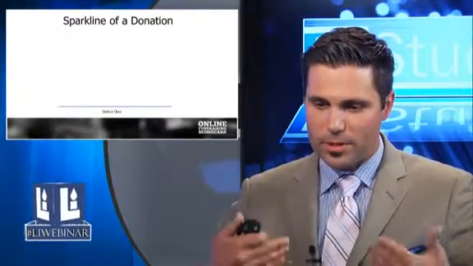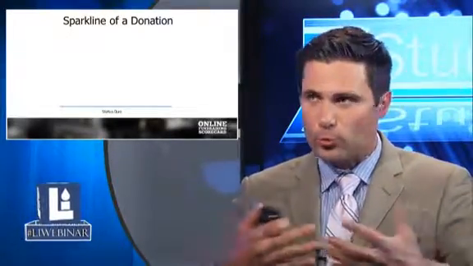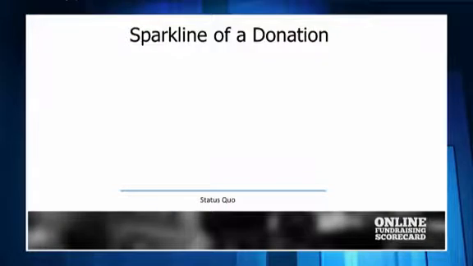So let me walk you through what I call the spark line of a donation. This is not a scientific thing. This is just me observing what happens in the online donation process and trying to represent it visually. So this blue line that you'll see here represents the status quo. This is where our donors, in fact, live. This is where all of us live, right?